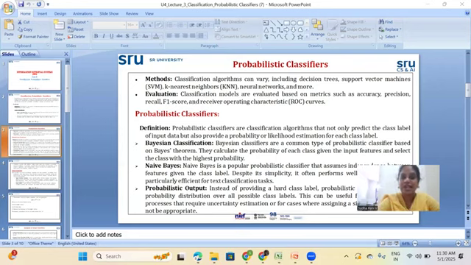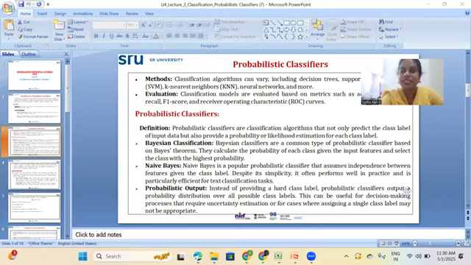Naive Bayes is a popular probabilistic classifier that assumes independence between features given the class label. Despite its simplicity, it often performs well in practice and is particularly efficient for text classification tasks. So Naive Bayes is going to perform the text classification task, and for the information retrieval system, Naive Bayes is used much as we are using data sets for text classification.